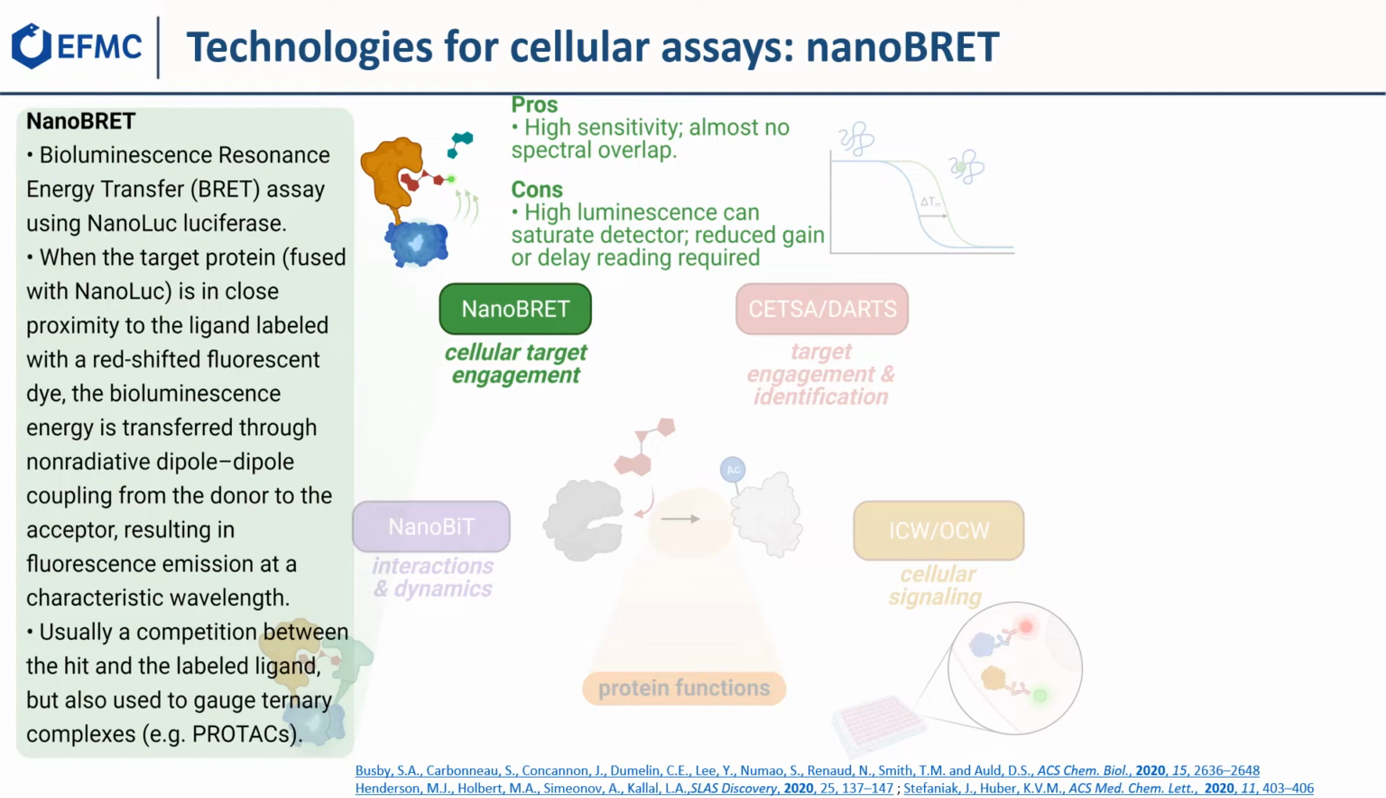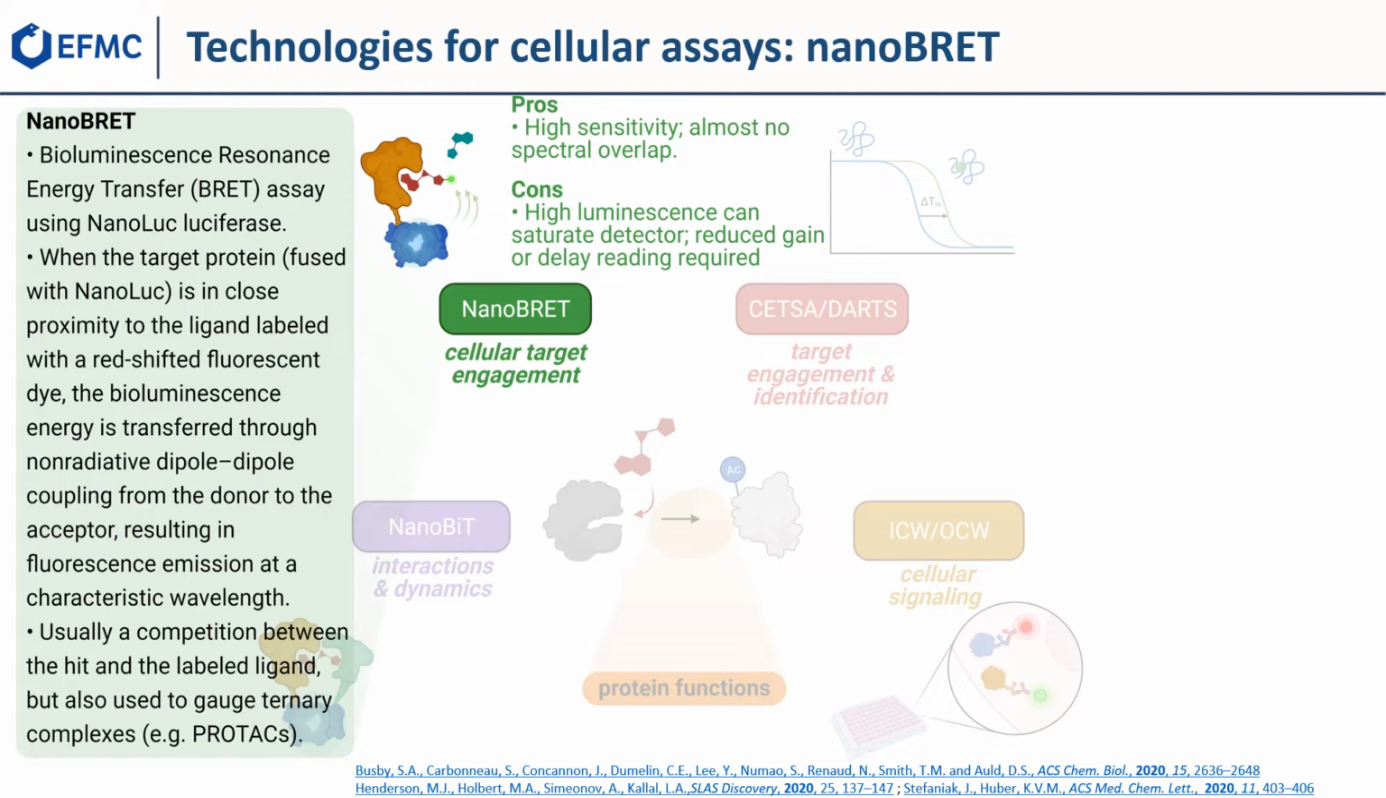In the case of cellular target engagement experiments, the target protein is tagged with NanoLuc and a probe ligand labeled with red-shifted dye is used, giving rise to fluorescence. If the hit is able to engage the target, the fluorescence is proportionally reduced.